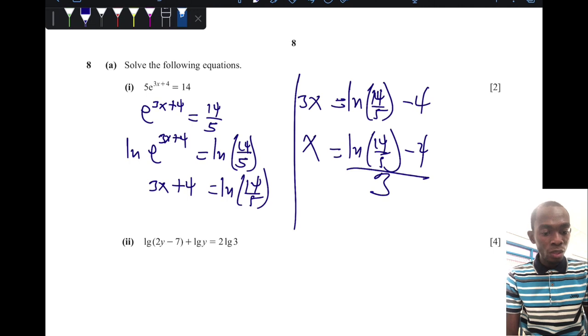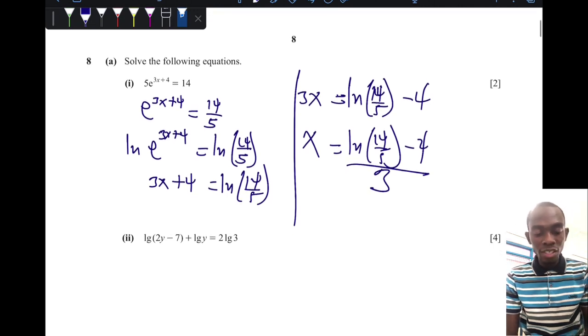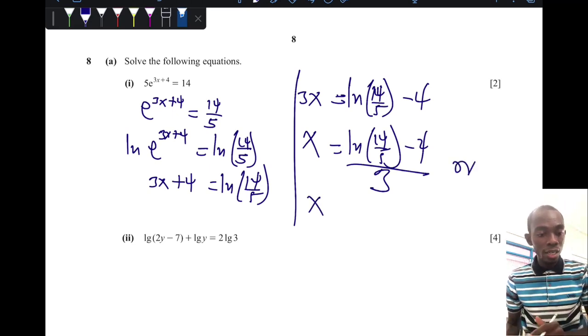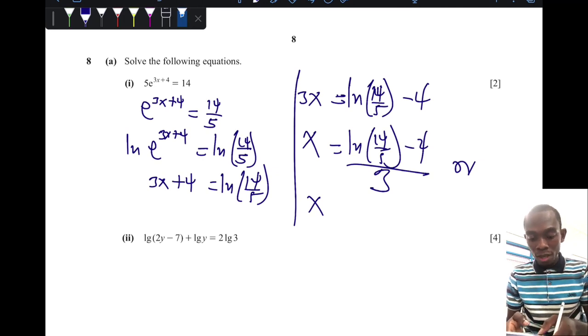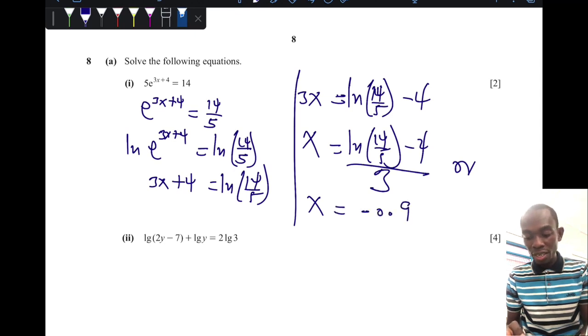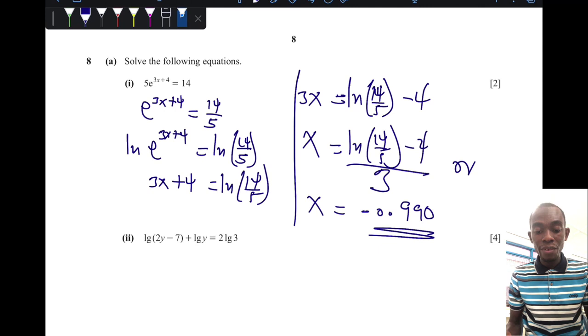Okay, so I'm going to leave my answer like that. But I can also put it on the calculator. Since they didn't say to leave it in the exact form, I can put it on the calculator. And then I'm going to get natural log of 14 over 5 minus 4 divided by 3, and that will give me x equals negative 0.990, to 3 significant figures.